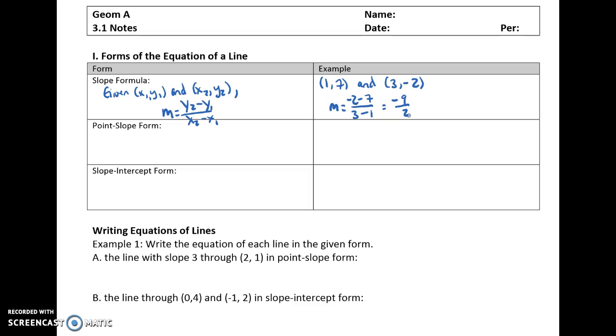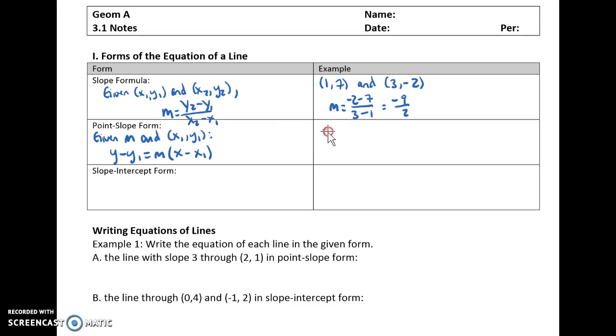All right, two formats to write equations of lines. One is called point-slope form. So you're given slope, which is m, and any point, x1, y1, which doesn't have to be the intercept or anything. We can write the equation as y minus y1 equals m times x minus x1. So this is your point-slope form.